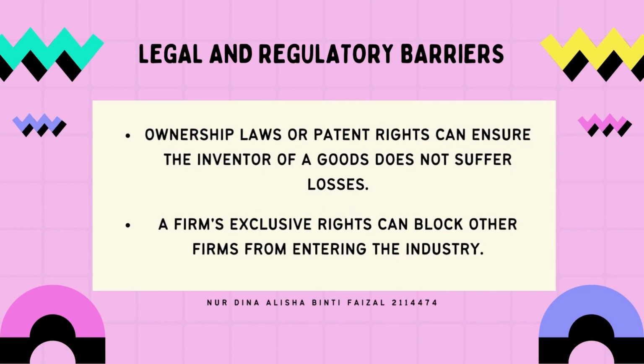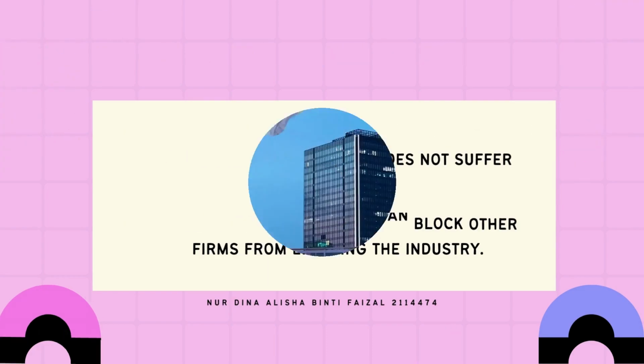Second, legal and regulatory barriers. Ownership law or patent rights can ensure the inventor of a good does not suffer losses. A firm's exclusive rights can block other firms from entering the industry, and this will enable a firm to remain as a sole producer in the industry.